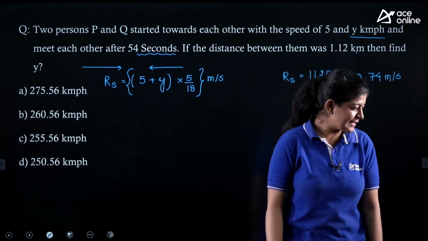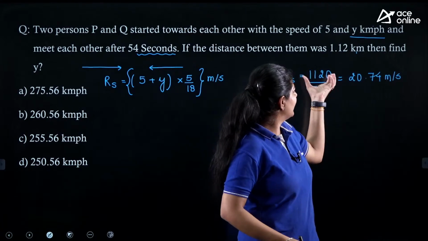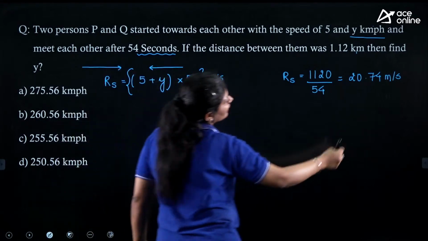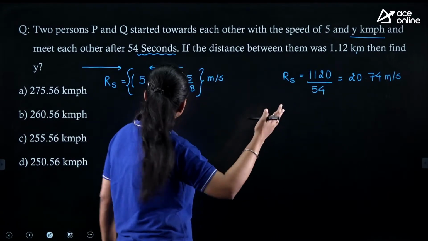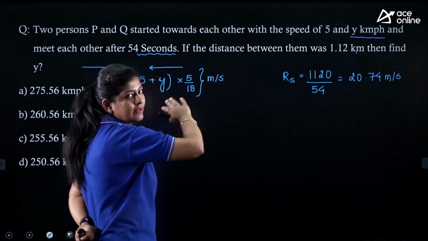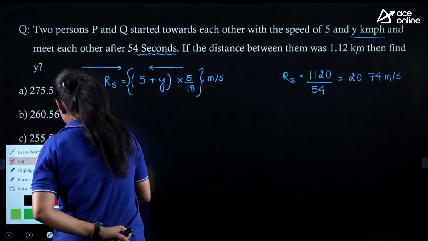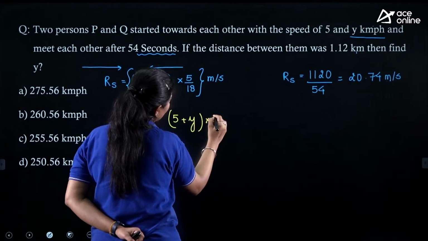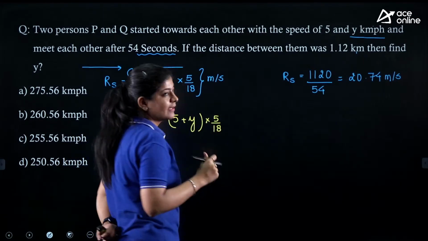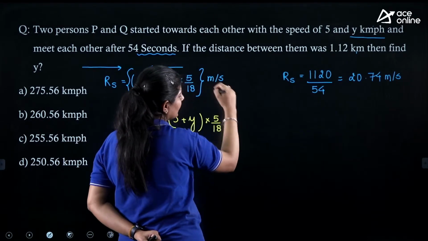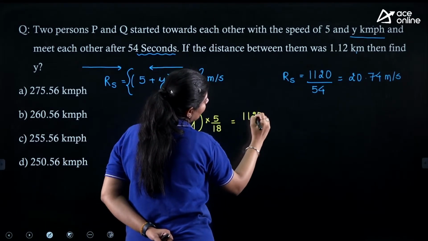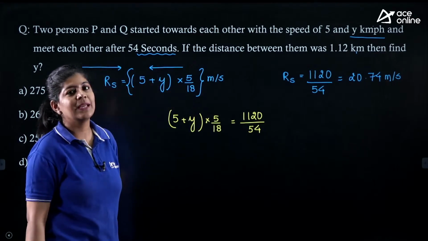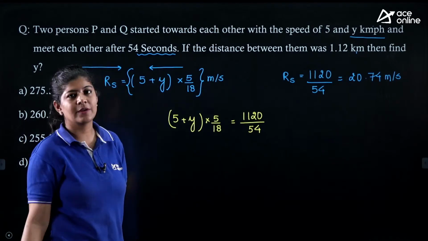Now, the next step that we need to do is simply equate this one and this one together, and ultimately we will get our answer. Instead of solving these particular values separately, you can directly start calculating. So I can write it as (5 plus y) multiplied by 5 by 18. This is nothing but the relative speed in meters per second, which is 1120 divided by 54. Now you can simply solve this one, and you can easily calculate the value of y.